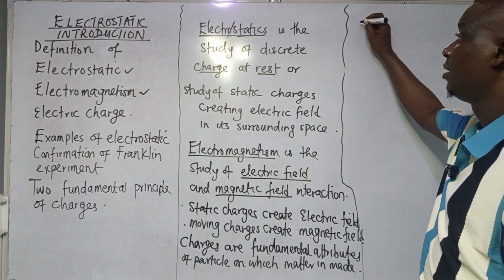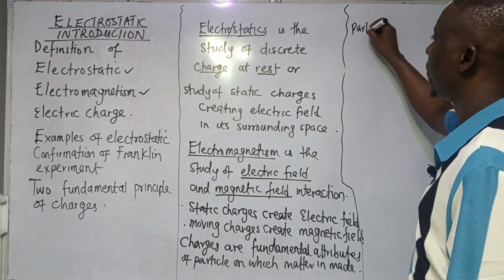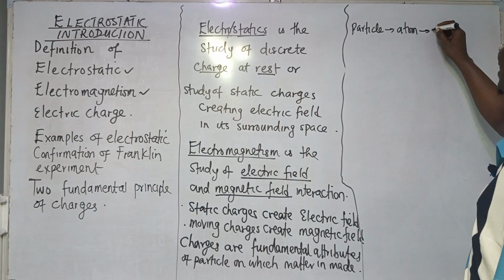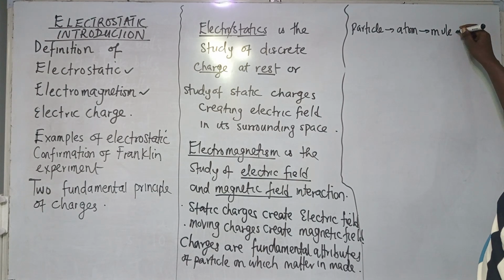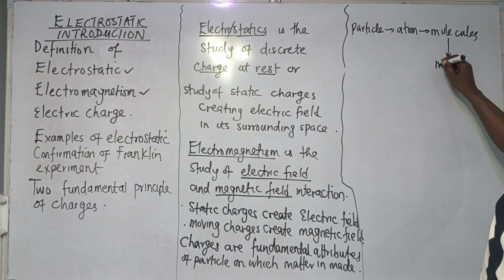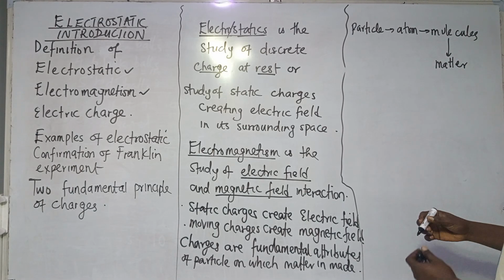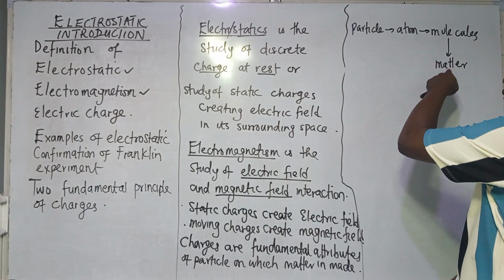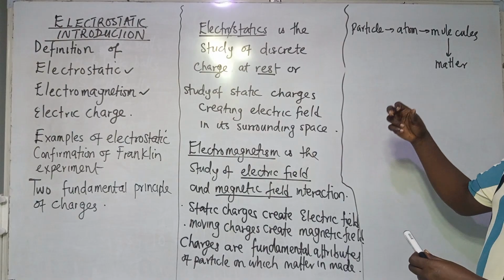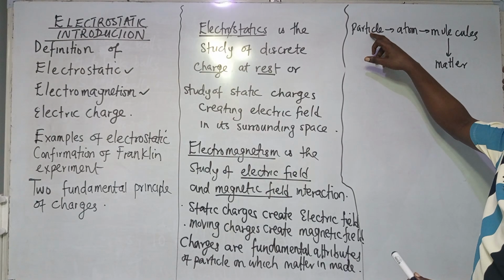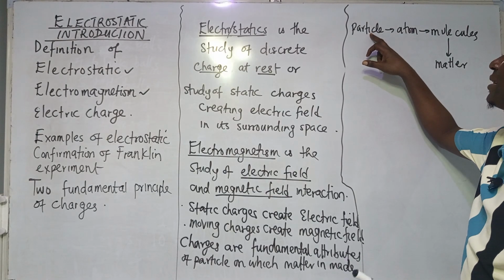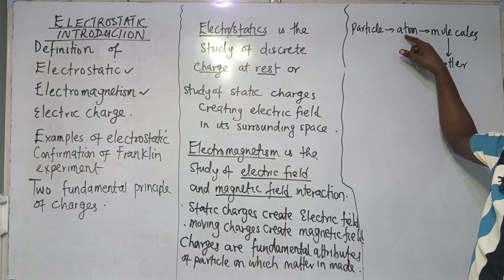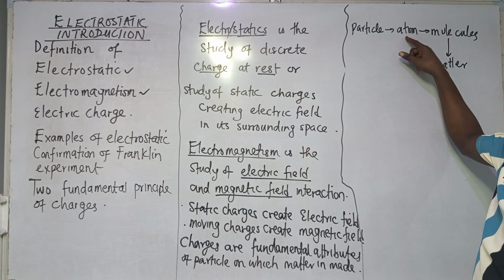Remember quickly that particles combine together to give you an atom, atoms combine together to give you molecules, and molecules combine to give you matter. This is the growing movement from particles to atoms to molecules to matter. Don't forget that electrons or charges fall within elementary particles like electrons and protons. They are subatomic particles of an atom, which we are still going to look at.